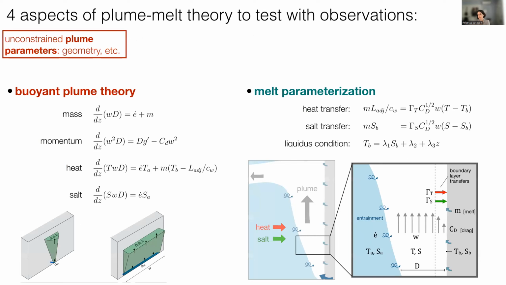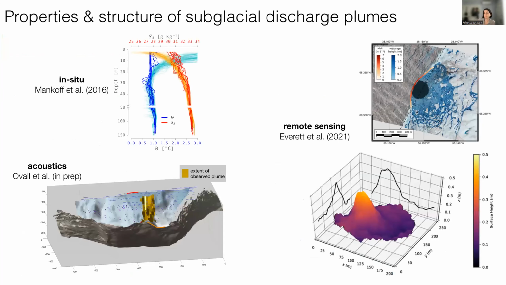So one problematic piece we have on the left-hand side here is that we have some unconstrained parameters for modeling plumes. For example, the geometry that we assume for the plume will have a big impact on the entrainment and evolution of the plume and the subsequent melt that plume drives. In thinking about the plumes, I think this is one area where we actually have made a lot of progress. There's still a lot of work to do, but in the past decade, we've had some really exciting developments in measuring the properties and structure of subglacial discharge plumes.